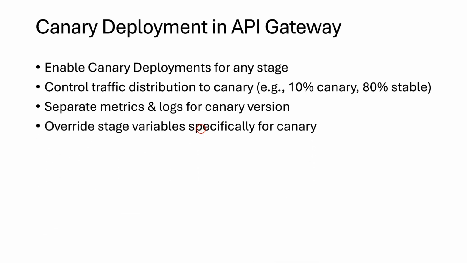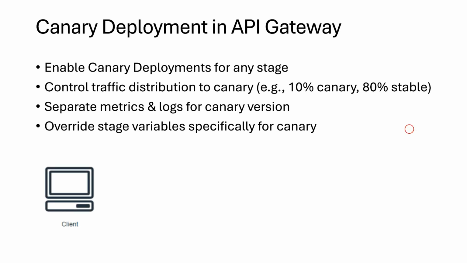And finally, you can override stage variables specifically for canary. You have your stable version in a stage, and for the same stage you created the canary, and for the canary you can override stage variables. You don't need to use the same stage variables as the stable version. You can use the newer configuration and test it in production. This means you can tweak the configuration settings specifically for the canary version without affecting the main deployment.